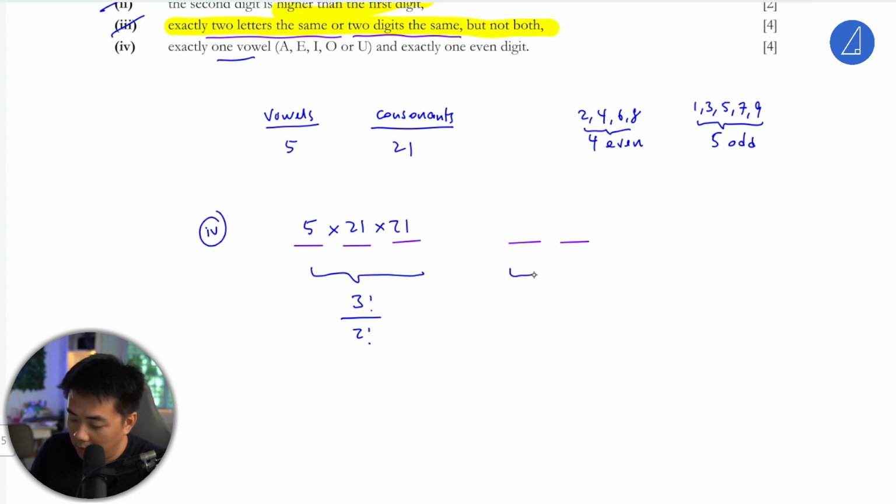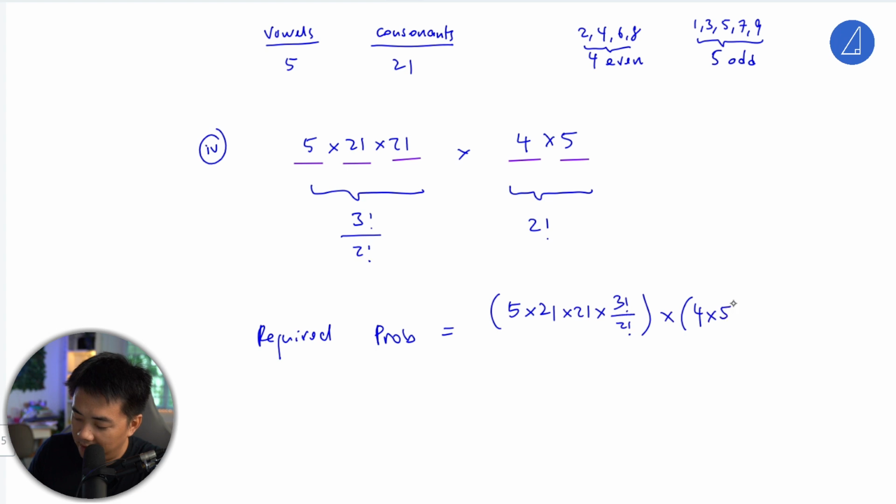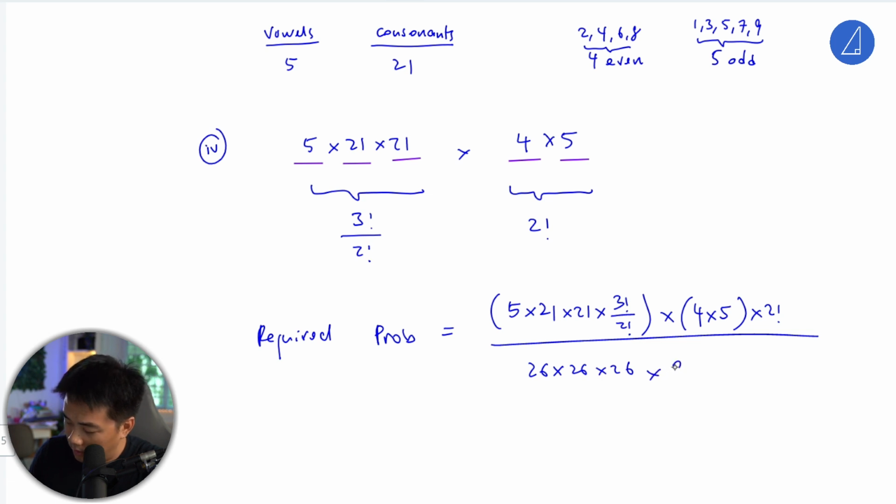Then similarly, if you want exactly one even digit, that would be 4 even multiplied by 5 odd, also multiplied by 2 factorial because you can swap the placement between them. So the required probability will be 5 multiplied by 21 multiplied by 21, multiplied by the arrangements of the letters, times 4 even and 5 odd, then multiplied by 2 factorial because the odd and even can swap places, divided by the number of ways with no restriction, which is 26 times 26 times 26 times 9 times 9.